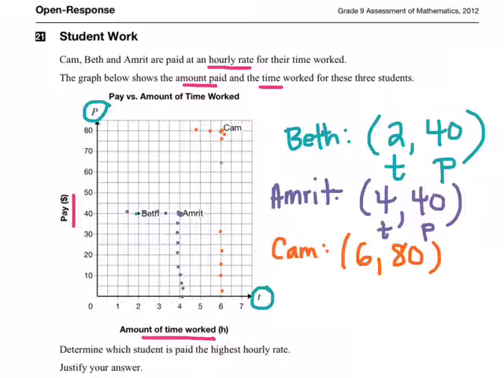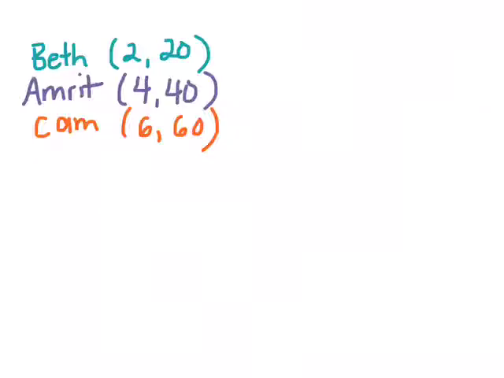Now our question is asking us to determine which student is paid the highest hourly rate. Just from the information I wrote down on the side here, does that tell me their hourly rate? No. Can we figure out their hourly rate if we know how much they make in a certain number of hours? Can we find their rate for 1 hour? Yes, so let's do that. I just rewrote the information here. We're trying to find their unit rate, how much they make for 1 hour.